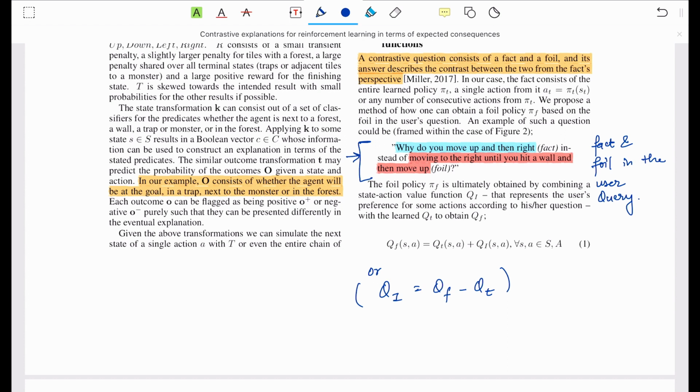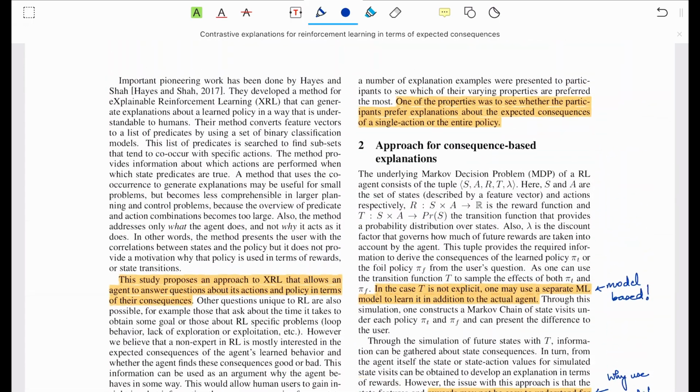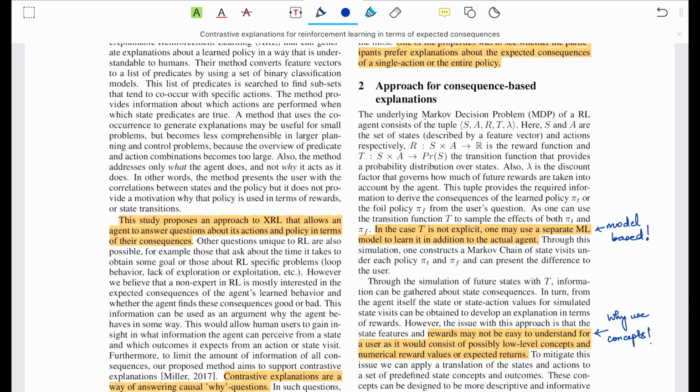So fact and foil are basically policies, but fact is a policy or a partial plan which actually happened and where my question lies as a human user, and the foil is the alternative that I think the agent should have done. Now, if you're familiar with reinforcement learning, then you know that the whole problem is that we formulate this problem as a Markov decision problem, which is defined by this tuple here. Now, the question is that we want this tuple to be interpretable.